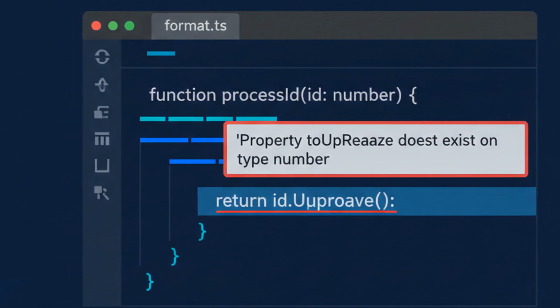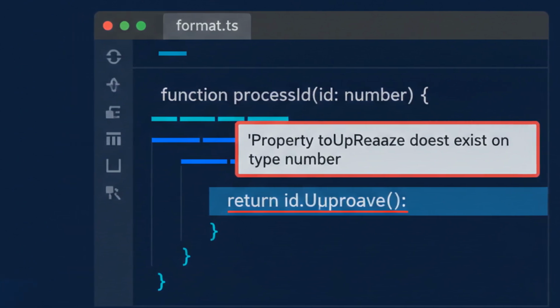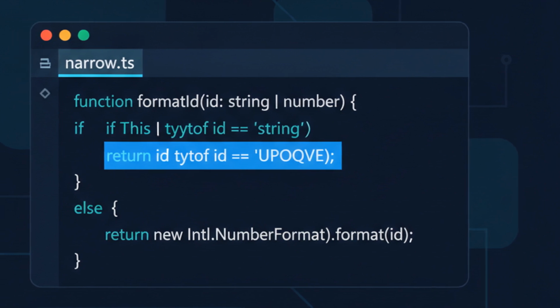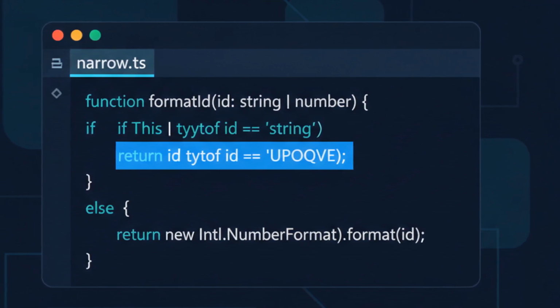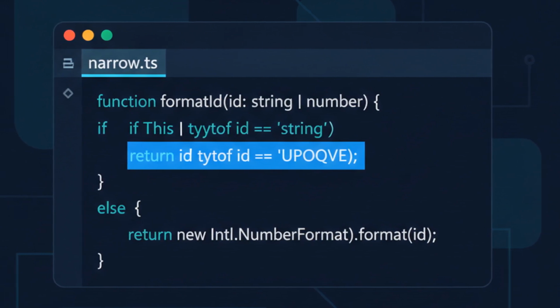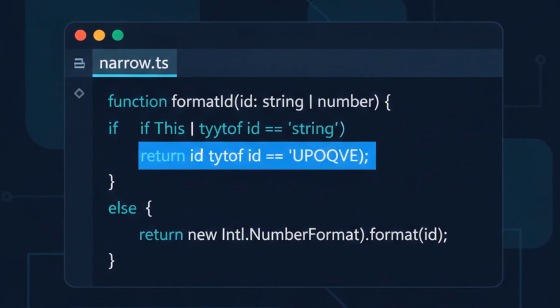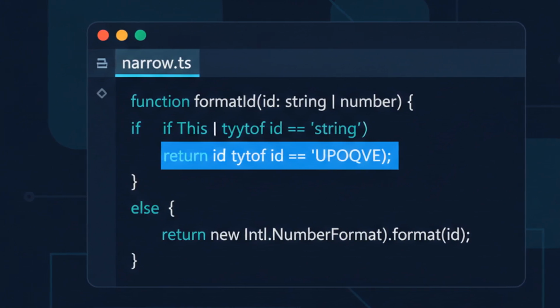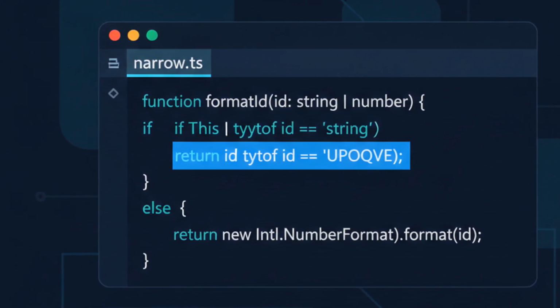So how do we unlock the type-specific stuff? The answer is narrowing. We check the type at runtime using typeof, and inside that if block, TypeScript narrows the union down to just one type. Inside the string branch, it knows ID is a string, so toUpperCase is allowed. In the else branch, it knows ID is a number. This is TypeScript reading your code like a human would.